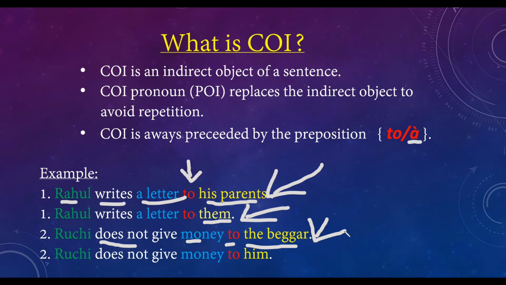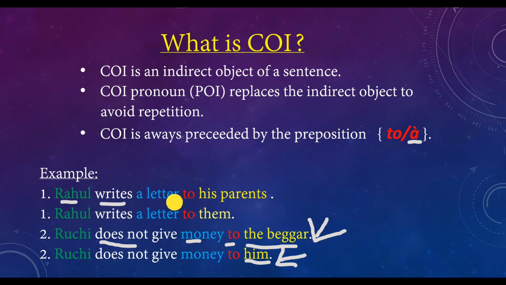You will use a POI to replace the COI. Ruchi does not give money to him. So, this is the indirect pronoun or a POI. This is the indirect object or a COI. So, I hope till here it is absolutely clear to you. What is a COI? COI is nothing but an indirect object. Why is it indirect? Because it is preceded by a preposition.